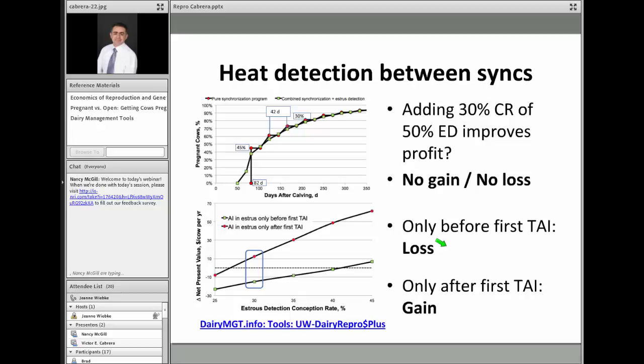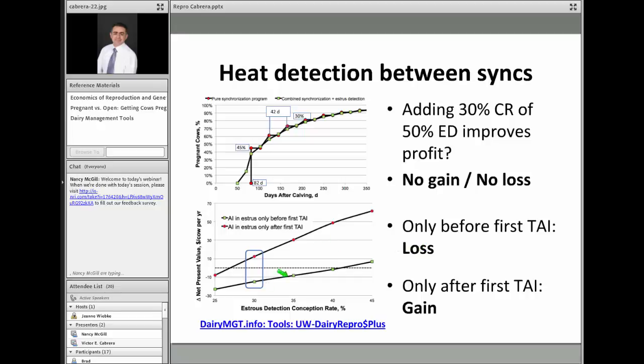Cherry picking means that I breed cows to heat detection in between the synchronizations, both before the first time AI and after the first time AI. And the answer was not a straight one. It is very interesting, because we found out that introducing heat detection before and after the time AI gave no gain, no loss. A little difference here and there, but not much gain, neither loss. But we did find that using cherry picking before time AI will give us a loss, as you can see here.